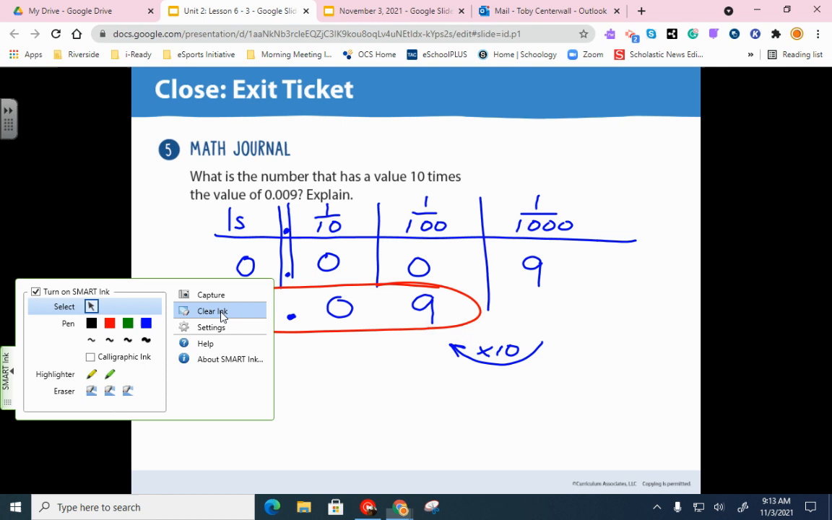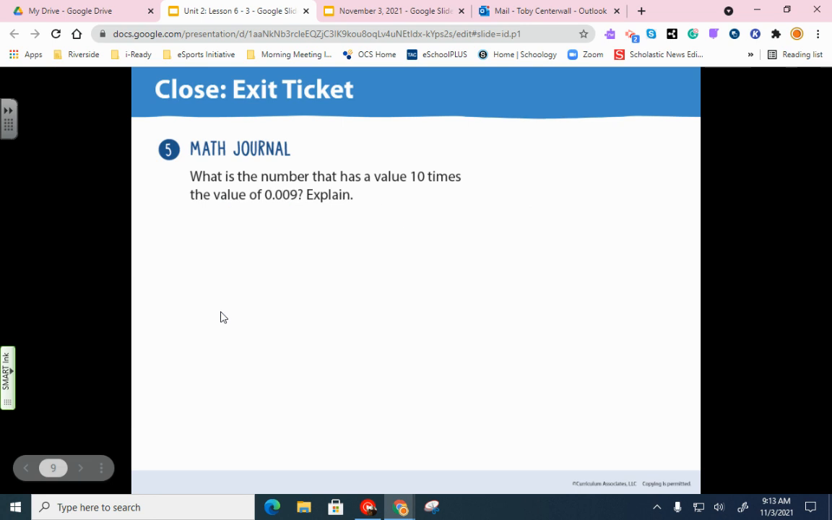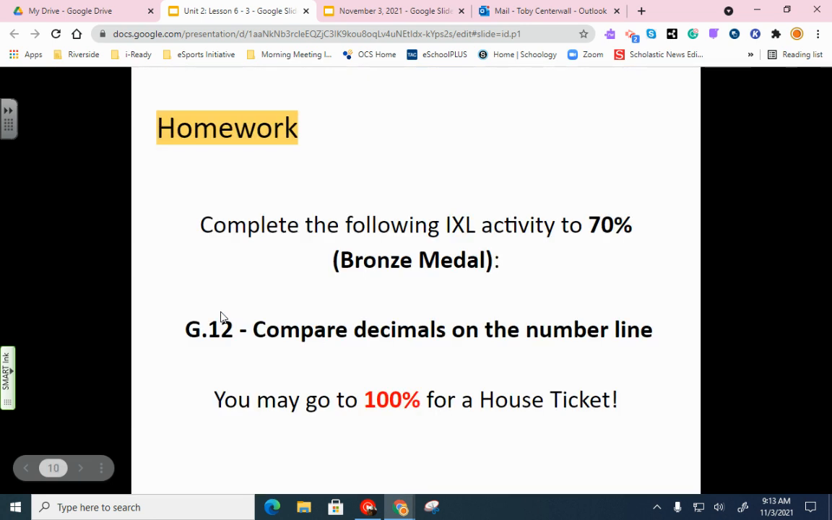Okay, so that's it for the notes. Today's assignment is going to be G12. It's compare decimals on a number line. So we can do that with just going to 70% and then 100% for your lesson.